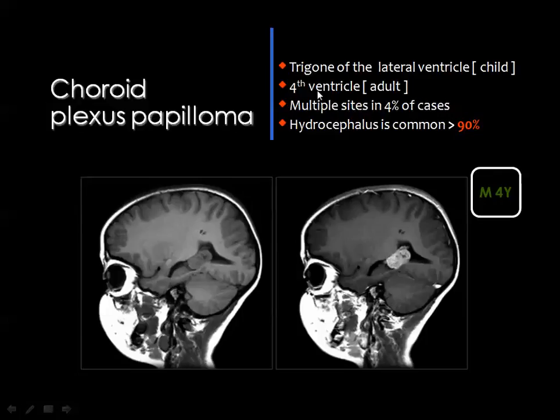And you should also know that the tumor can have multiple foci, and this occurs in about 4% of the cases. Hydrocephalus is very common, seen in more than 90% of the cases because of the CSF production and also the CSF flow obstruction. You see this is sagittal T1 weighted image before contrast, and this is after contrast. You see a tumor in the trigone of the lateral ventricle, and the tumor shows a strong post-contrast enhancement.